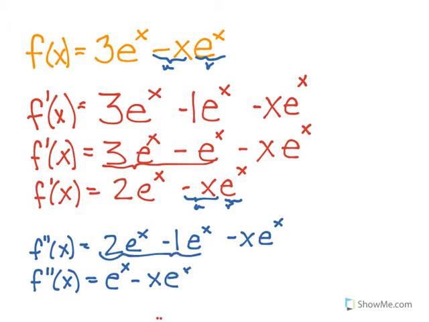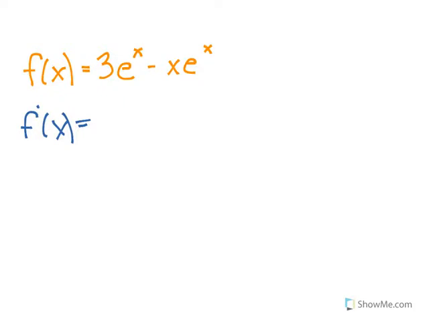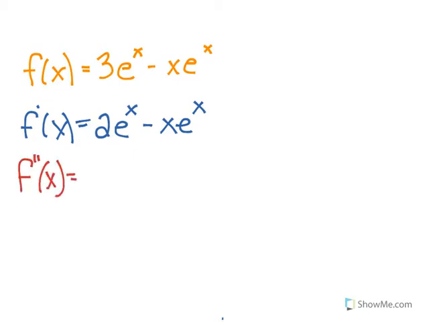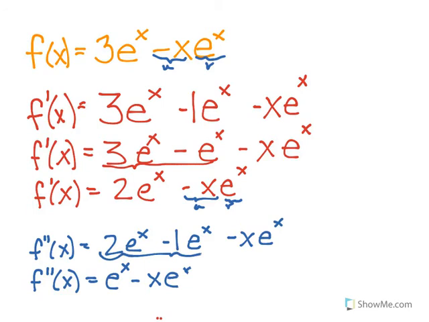So I'm going to go to the next page and write these down. Okay, I take a pause because there are students in the vehicle behind me. F prime is 2e^x minus xe^x. And the second derivative is equal to e^x minus xe^x. I believe I did that right. Let's double check. I did.